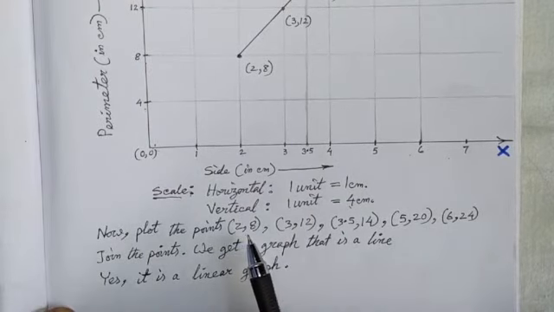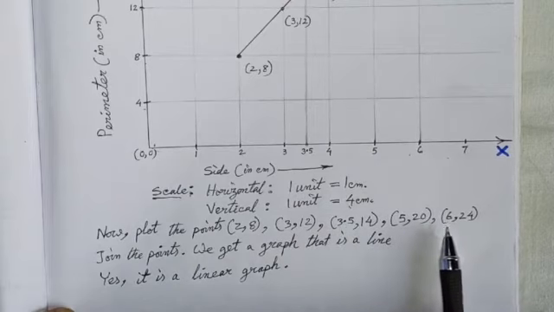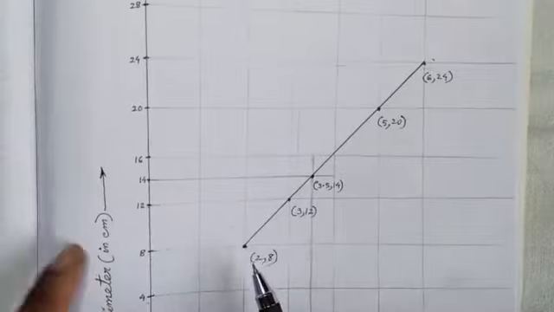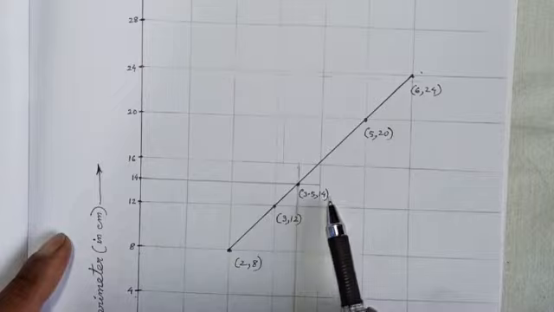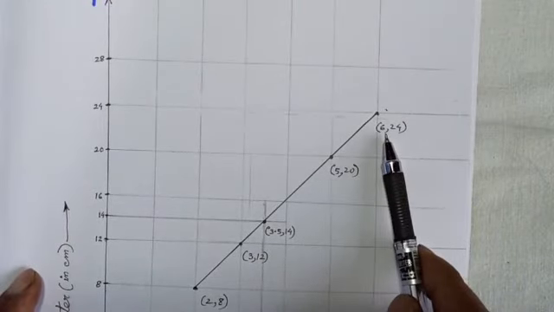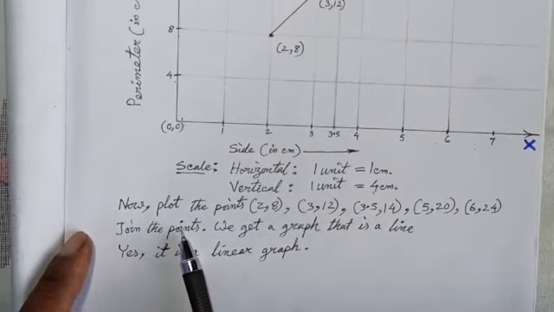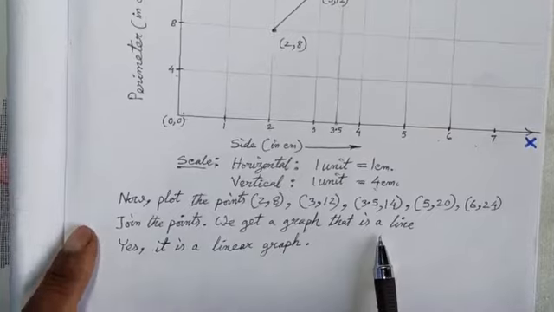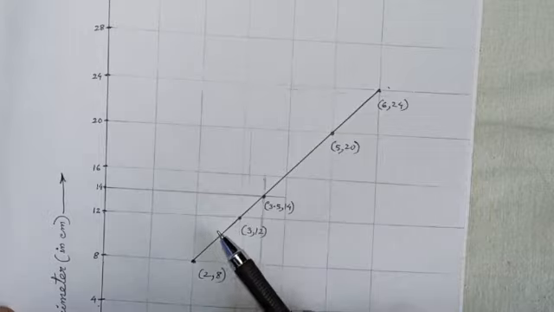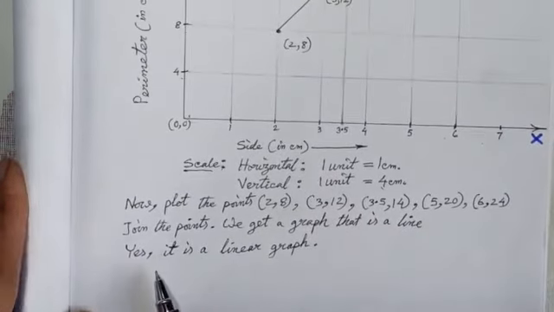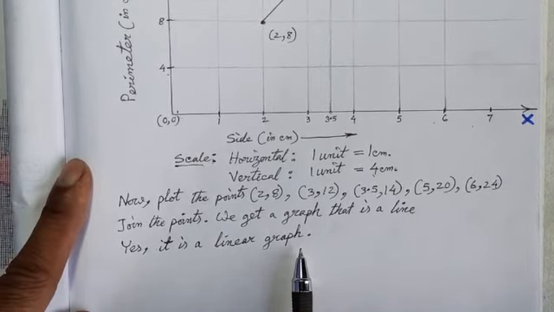Now plot the points (2, 8), (3, 12), (3.5, 14), (5, 20), and (6, 24). So these are the points. Join the points, we get a graph that is a line. So after joining these points, we are getting a straight line. Yes, it is a linear graph. Here, question number 2, Roman number 1 is over.